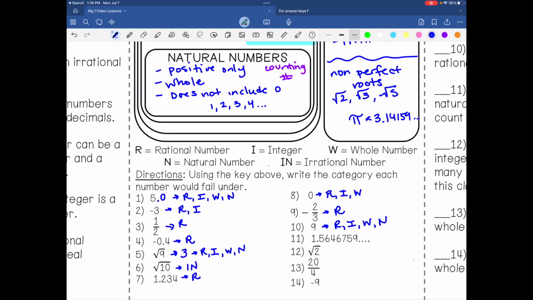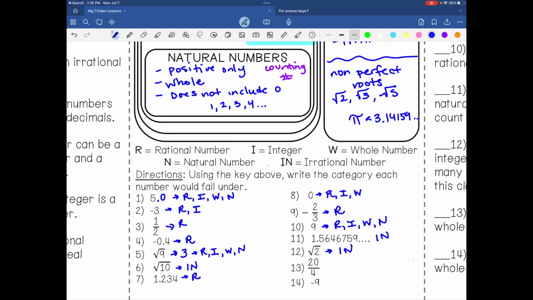1.564267759 dot dot dot. This number, you can't predict that next number. We have no idea what it's going to be. It's a number that goes on forever without a pattern. Irrational number. Radical 2, which we conveniently spoke about up here, again, a non-perfect square. And then again, once you identify a number as irrational, you cannot identify it as anything else.